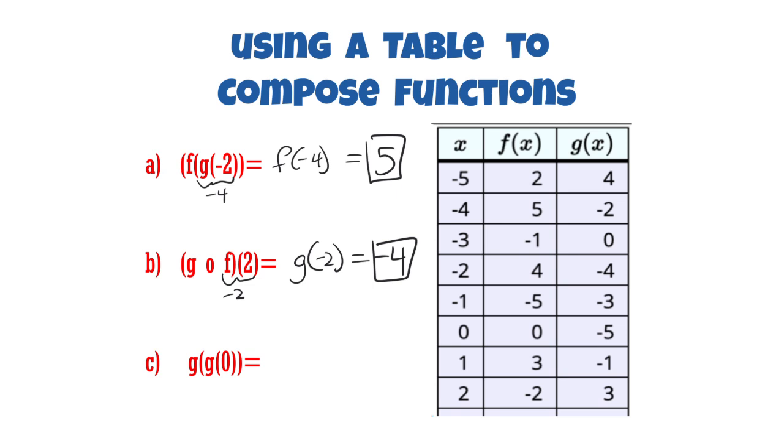Next one's kind of fun. I'm going to do g of 0, and whatever I get, I'm going to plug it right back into itself. G of 0. Here we are. There's 0. Go over to the g function. It's a negative 5. Now I'm going to do g of negative 5. I get a 4.